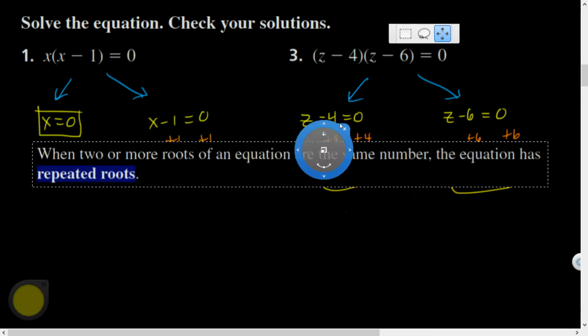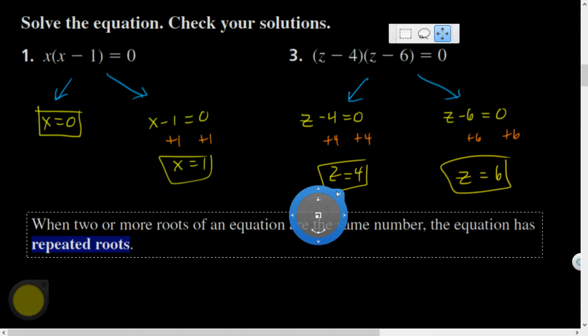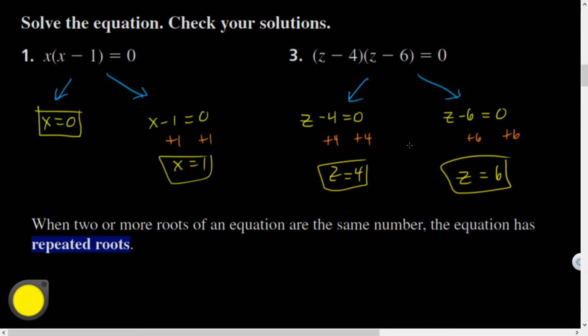Good. Let's see, another terminology. Now, so far, both of our solutions have been different from one another. But it is possible that you could have the same solution show up twice. It's possible I could have both like 1 and 1 show up. And when that happens, an equation has the same roots. It's said to have repeated roots.